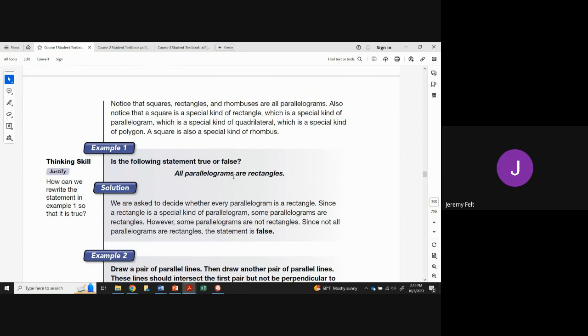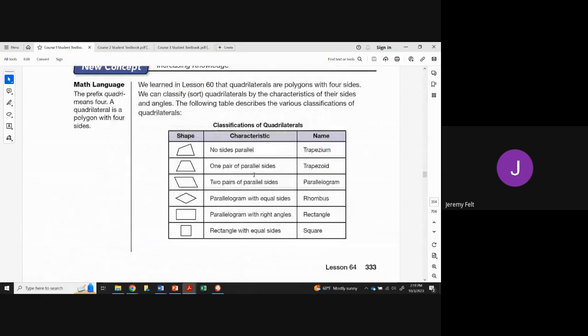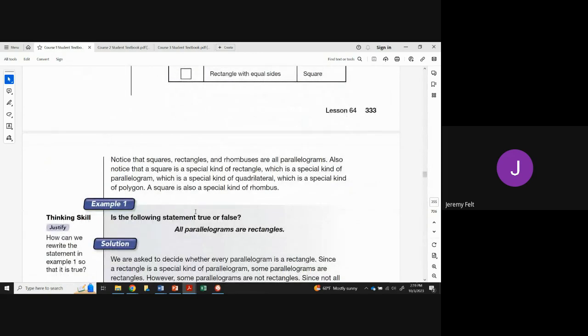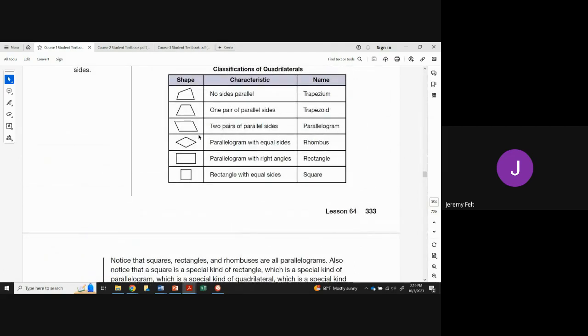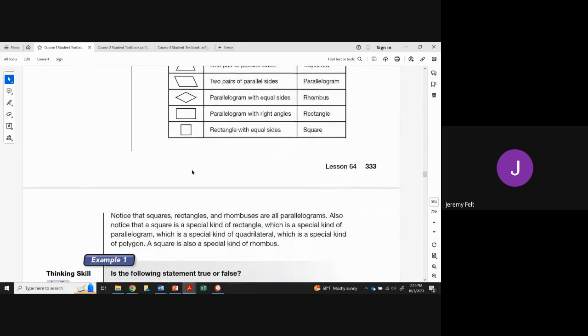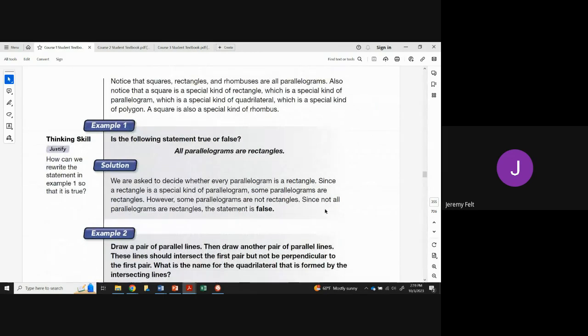Okay, so if we look at example 1, is the following statement true or false? All parallelograms are rectangles. Well, let's look back up here. A rectangle is a parallelogram, but we were asked if all parallelograms are rectangles. And we see right there, that's an example of a parallelogram, and it's not a rectangle because we have two obtuse and two acute angles. So right there, we know that it is false.